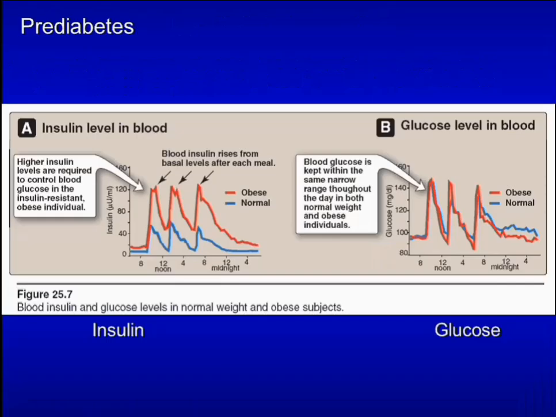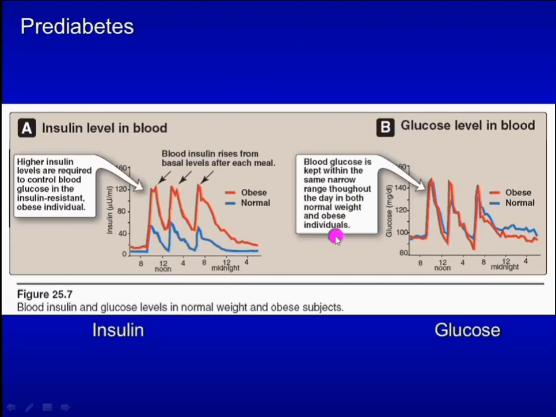In pre-diabetic patients, their blood glucose levels are normal. Here, this chart represents glucose level. The blue line represents glucose level from normal individuals, and the red line represents glucose level from obese people. As you can see, glucose levels from obese people are normal.